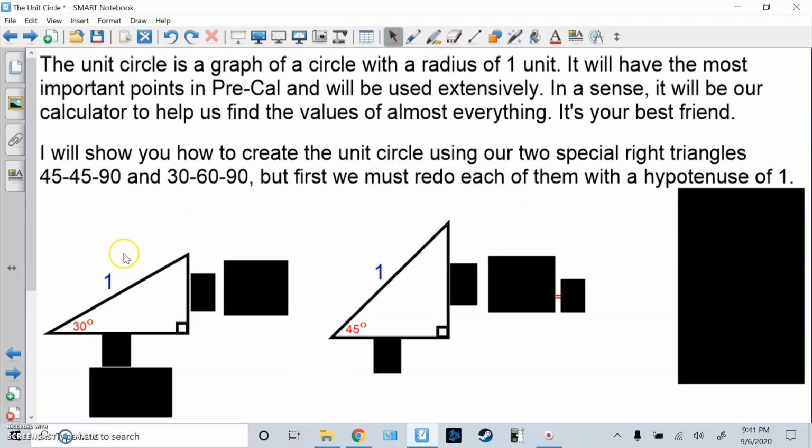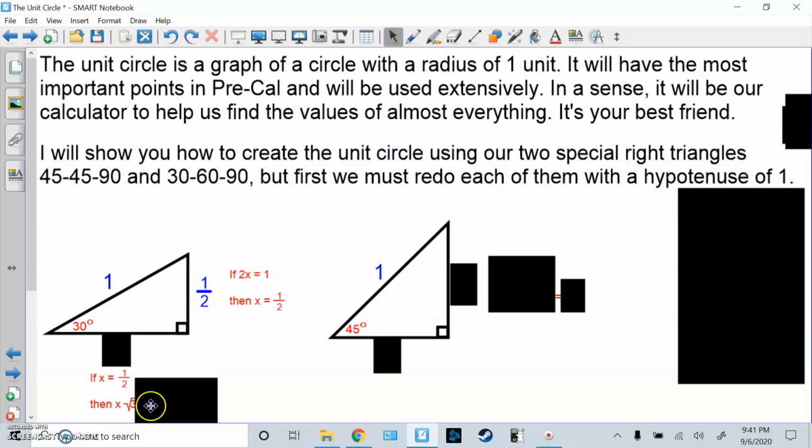So here's a 30-60-90. If the hypotenuse is 1, you know that's the 2x, right? 2x equals 1, that means x equals 1/2. So we now know our 30-degree measure. If x equals 1/2, we know x root 3 is going to be 1/2 root 3, which is just root 3 over 2. So we know our 60-degree angle.